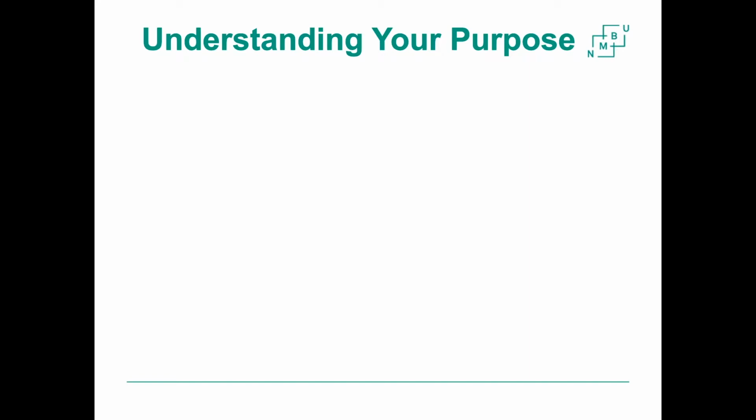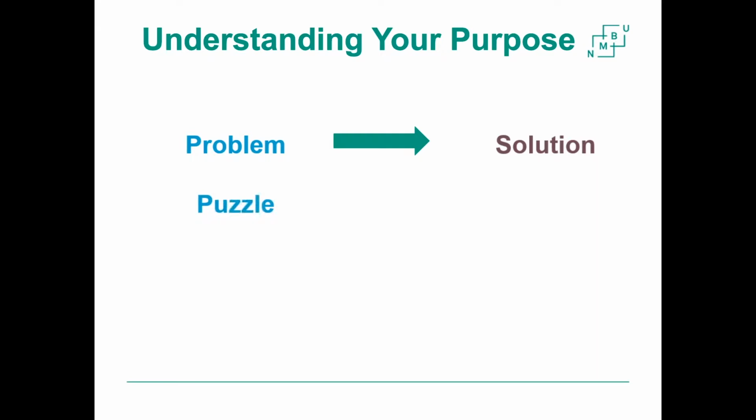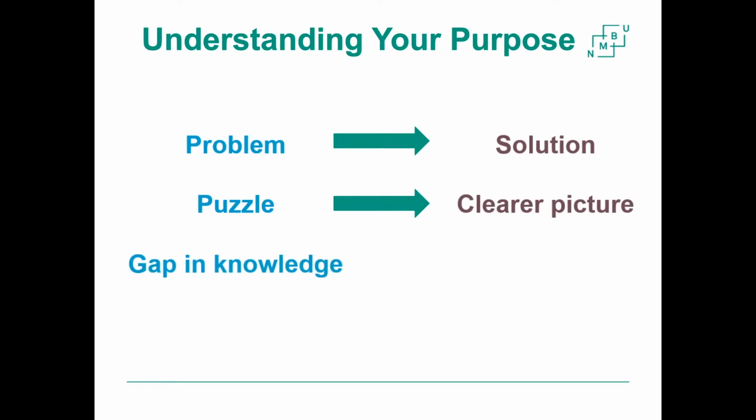A good way to understand purpose is to try to think about, are we or the authors that we're reading presenting a problem that is trying to be solved through the research? Or is there a puzzle that's being pieced together through the scientific writing to produce a clearer picture and better understanding? Or is there an identified gap in our knowledge that is going to attempt to be filled? Understanding these purposes in both what you read and what you are trying to write is a really great starting point to help you develop an outline and an outline template.